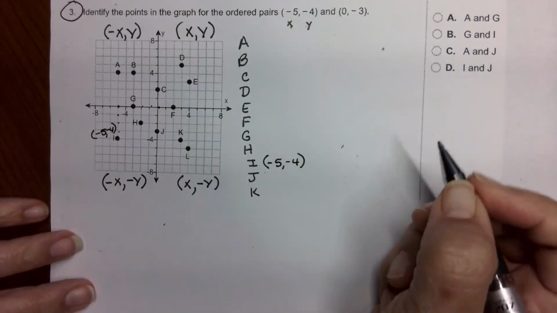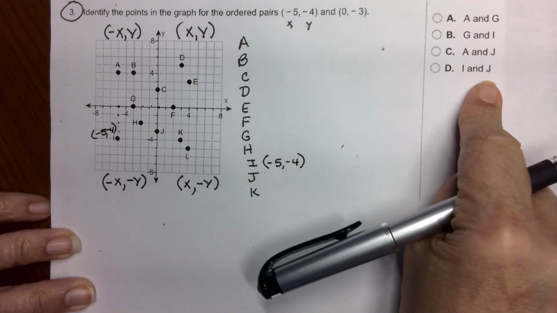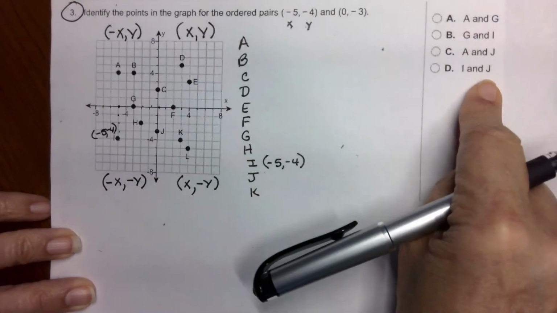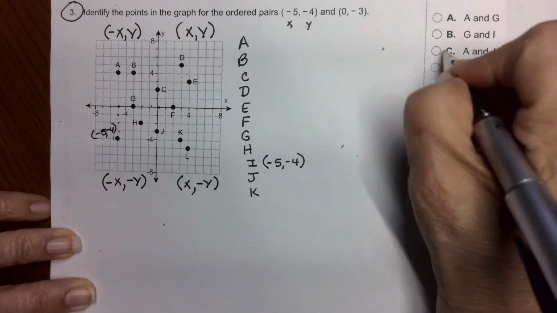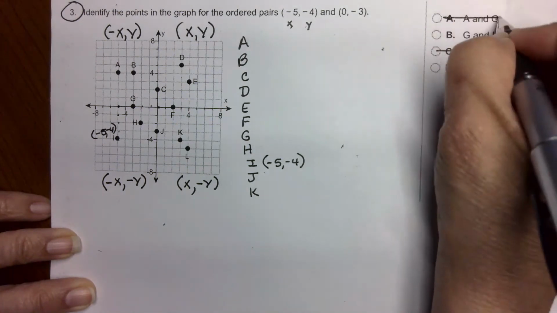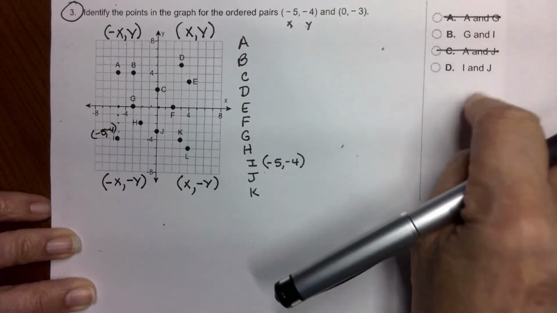Okay, so looking at your answer choices, you already know that you can eliminate the ones that don't have an I. So this one does not have an I, and this one does not have an I. So it's between these two.